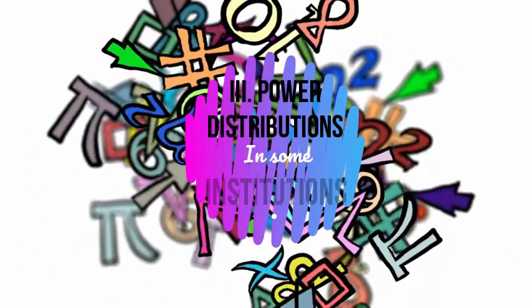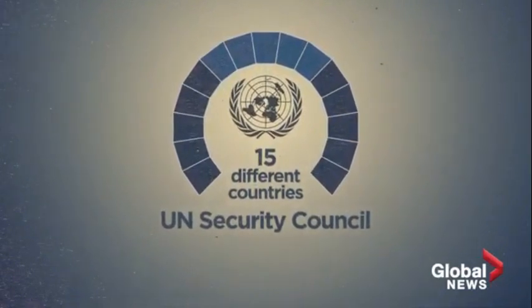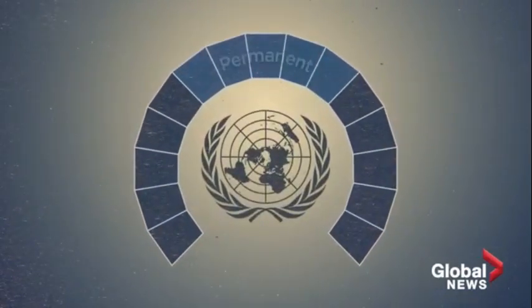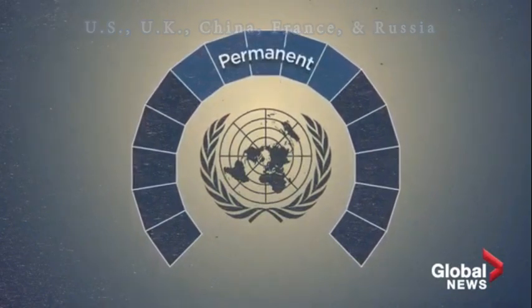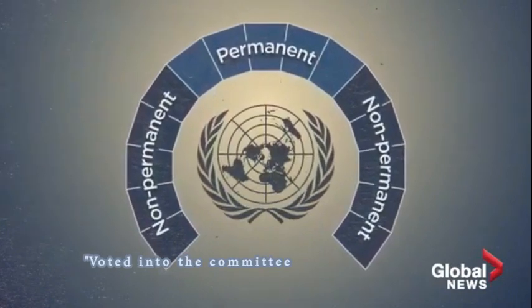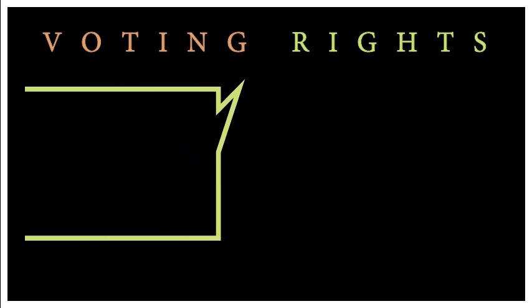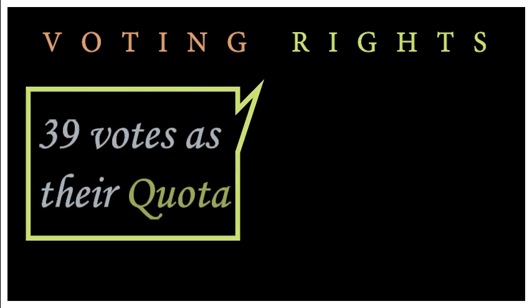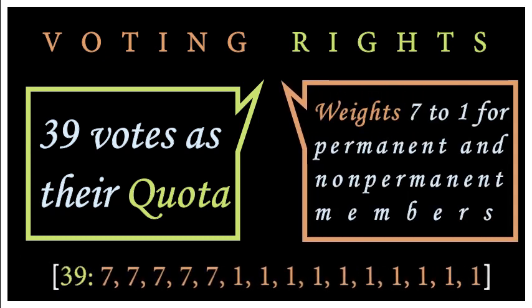To further understand the process of weighted voting systems, here we give some examples of power distributions in some institutions. One is the United Nations Security Council that has a total of 15 members, 5 of which are permanent members, and they are the US, UK, China, France, and Russia, and 10 non-permanent members which are voted into the committee with a fixed term. The voting rights in the Security Council can be viewed as a weighted voting system with 39 votes as their quota, with weights 7-1 for permanent and non-permanent members respectively.